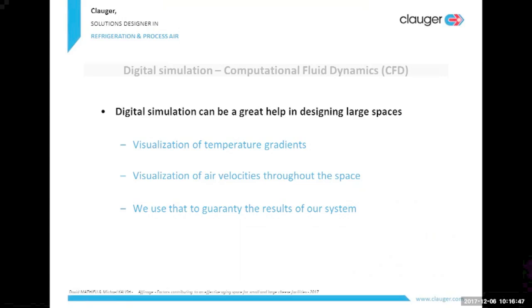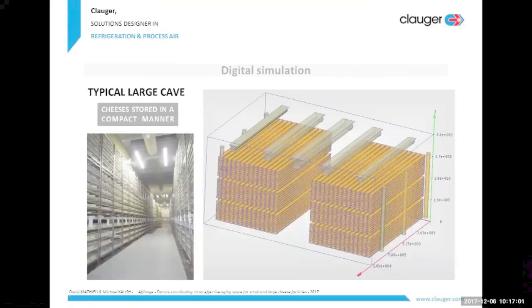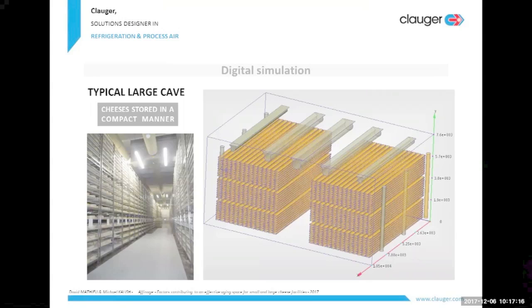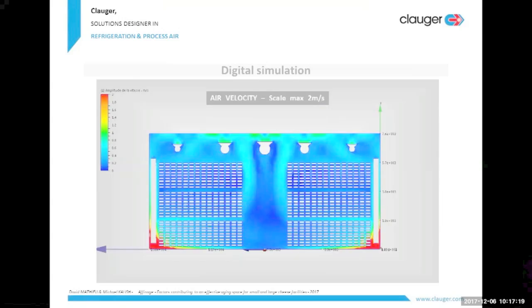So we can see visualization of temperature gradients. We can also see the air velocity throughout the space. As I say, we can use that to guarantee the results of our system. For example, here a large cave. We have to draw, in detail, all the cheese, all the air socks, the air diffusion duct, all the details, and then we run it in the computer.